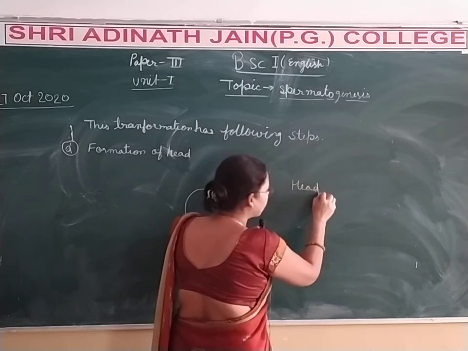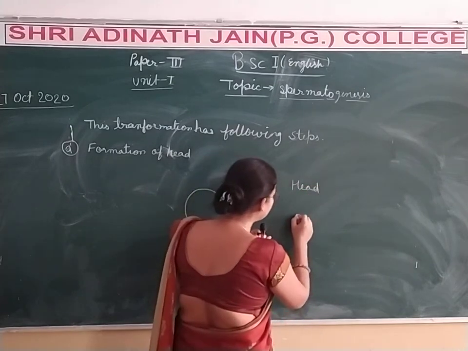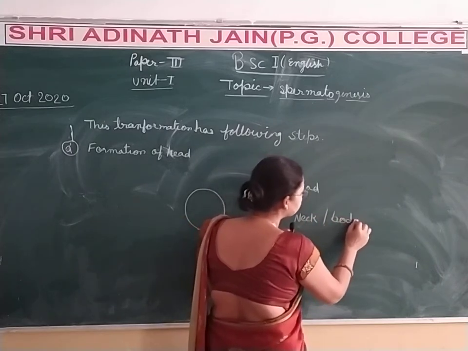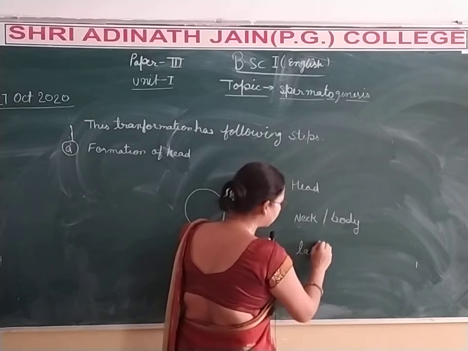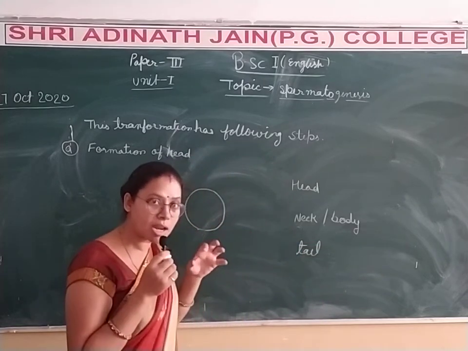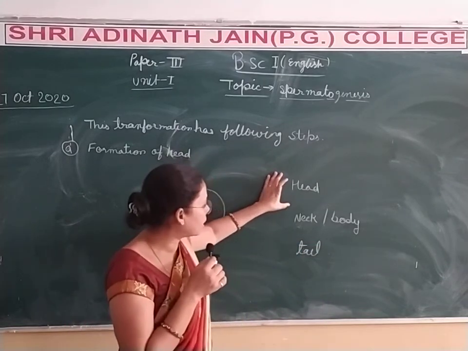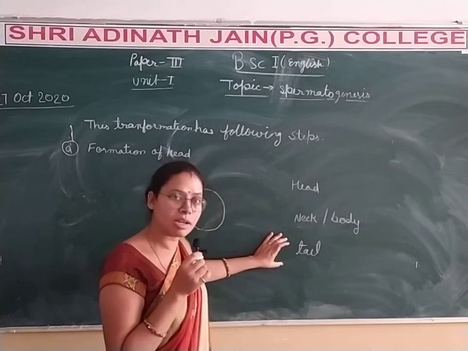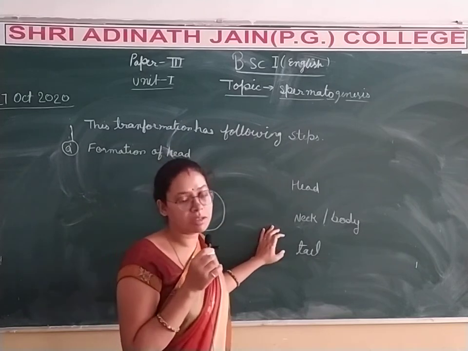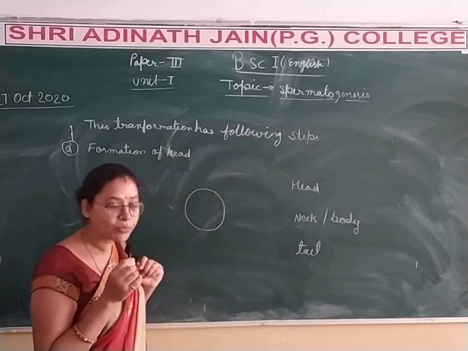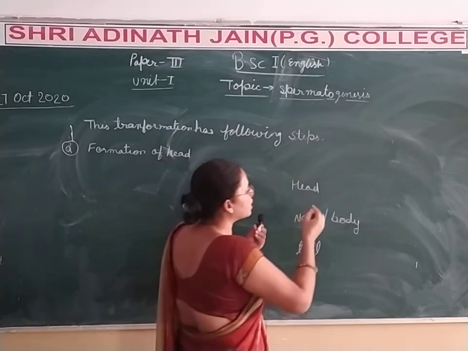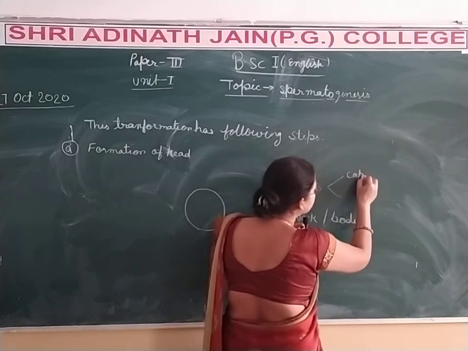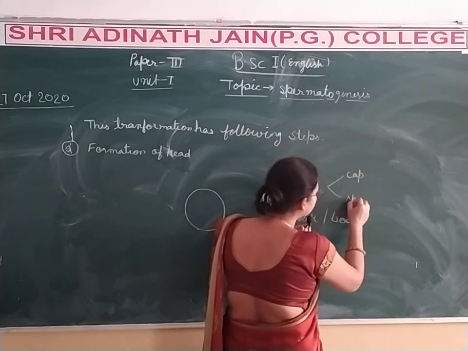One is the head. The second one is a neck, or a body, and the third one is a tail. So three structures are there in a sperm. The first is the head, the second is the neck or body, and the last one is the tail. And with the help of these three structures, a sperm is formed. The head of the sperm is made up of two things. In a head there is a cap-like structure and there is a nucleus.